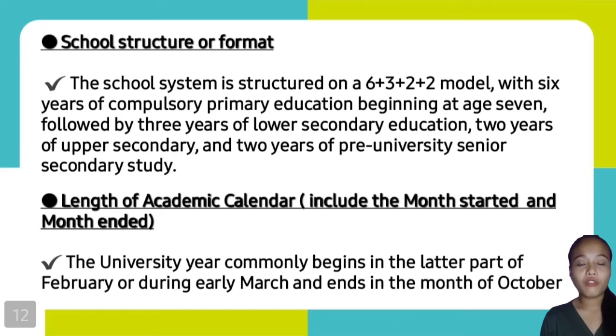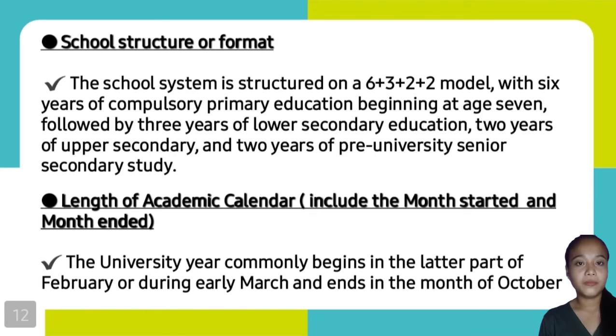School structure or format. The school system is structured on a 6 plus 3 plus 2 plus 2 model, with 6 years of compulsory primary education beginning at age 7, followed by 3 years of lower secondary education, 2 years of upper secondary, and 2 years of pre-university senior secondary study.